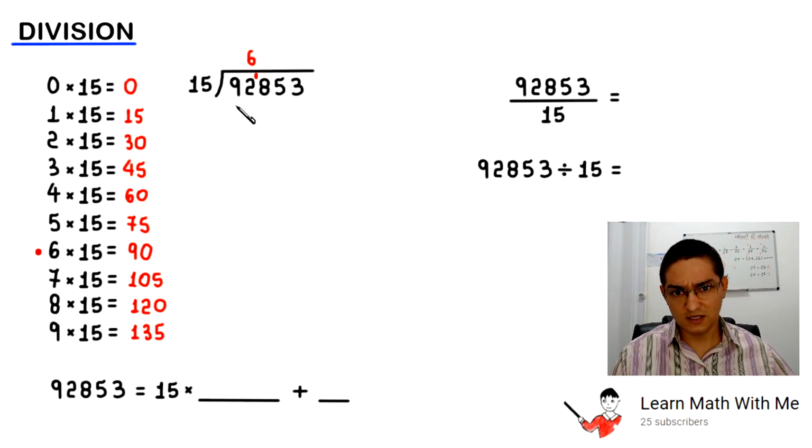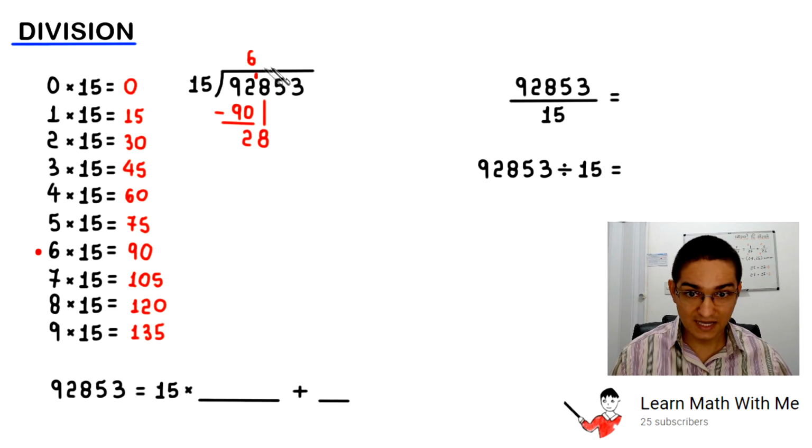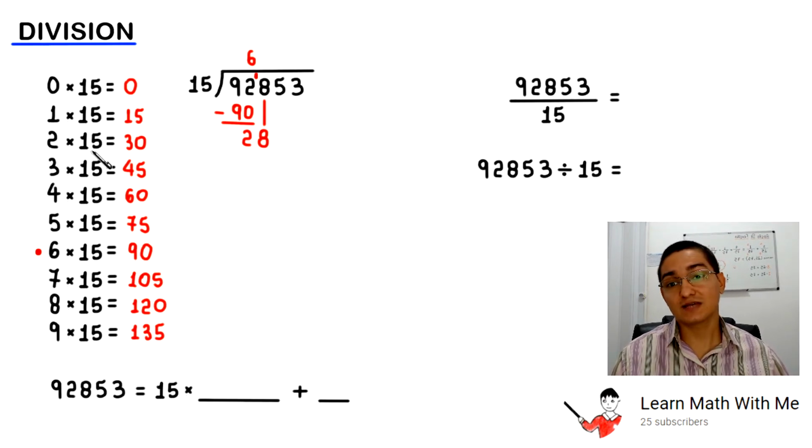6 times 15 equals 90. That is what I write here. And now we subtract. That is very easy, because 92 minus 90 equals 2. After a subtraction, we always bring down the next digit. And that way, now here we have 28. And we ask the question, how many times does 15 go into 28 without going over? You see that 2 times 15 equals 30, but that goes over 28. So the number we are looking for now is 1. We write 1 here. 1 times 15 equals 15.